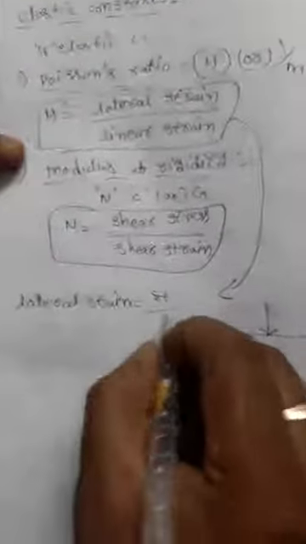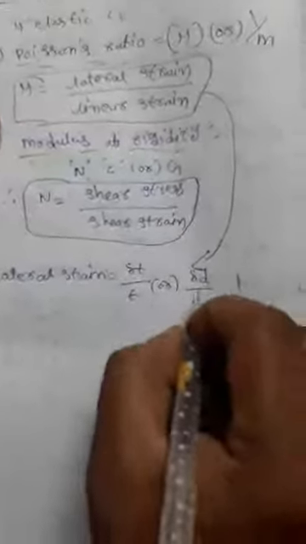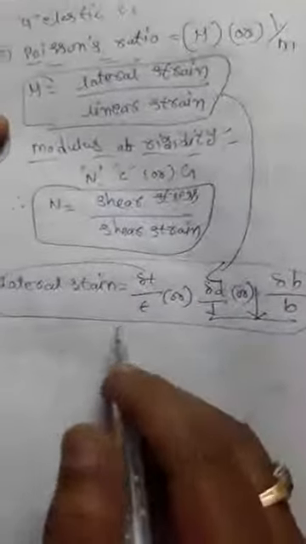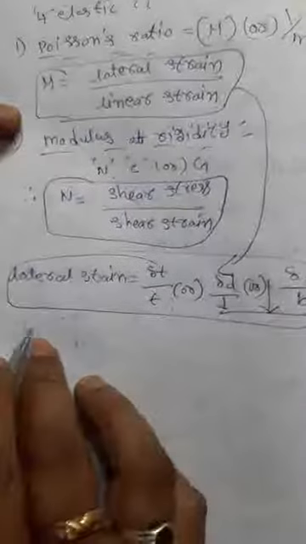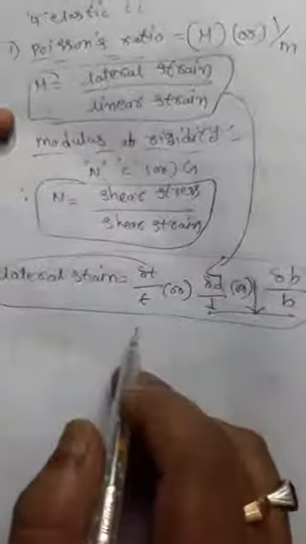Change in diameter by original diameter is a lateral strain, and change in thickness by original thickness is a lateral strain. Any one of these is correct: change in diameter by original diameter, or change in breadth by original breadth. All of these come under lateral strain formulas.